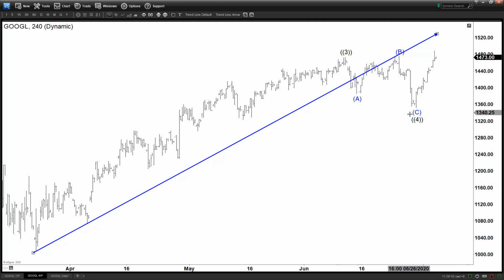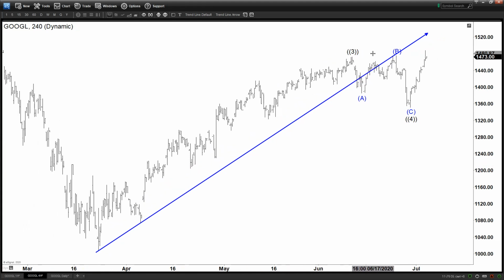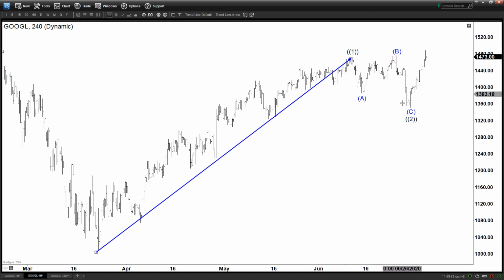Now if we take a look at this pullback here, it does look a little bit too big when you compare with the rest of the rally. So of course, you can ask a question: is this really 3 and 4? Can it be 1 and 2, for example? Because the pullback looks to be a little bit too big. But if it is a 1 and 2, we also got a problem, because then that means this 2 here is too shallow. You can argue it is too shallow to correct the entire rally if it is 1 and 2.